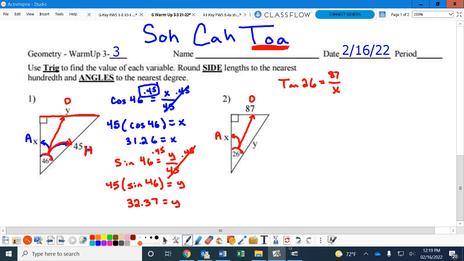When x is on the bottom, instead of doing the times by x and then divide by tangent, which is a long process, remember, if you can just remember to do this, switch these two and rewrite it as x equals 87 over tan 26. Now this is a division problem. You're going to have to type it as a division problem, so everybody write it down so that we can go through and type this together.